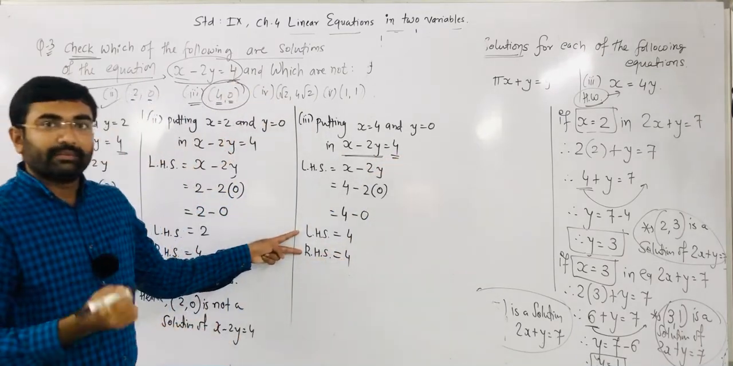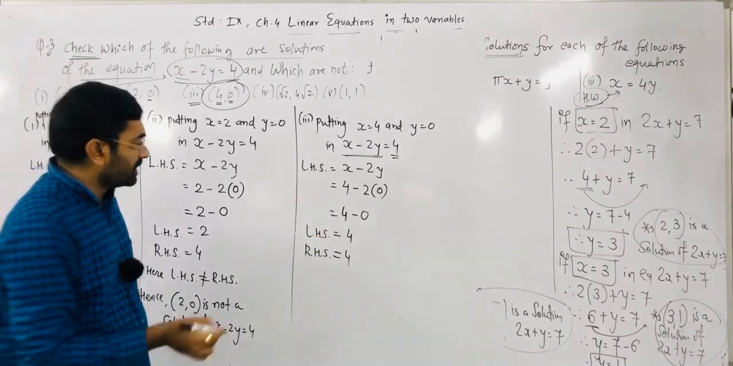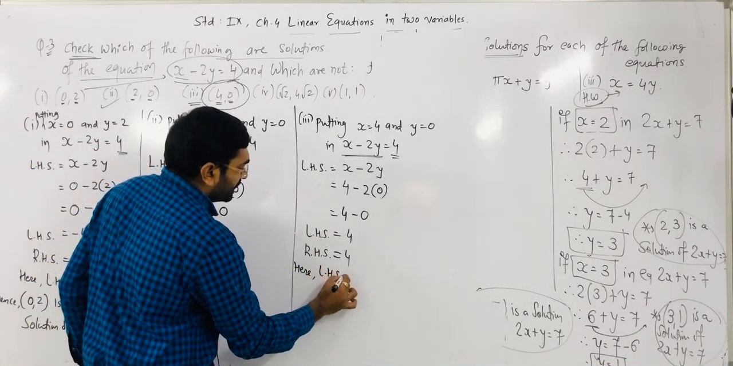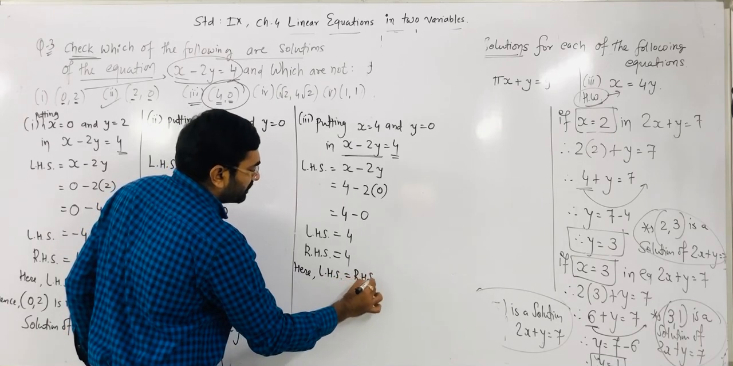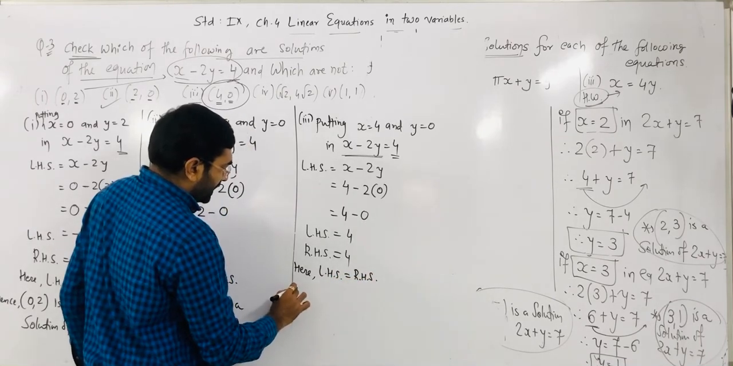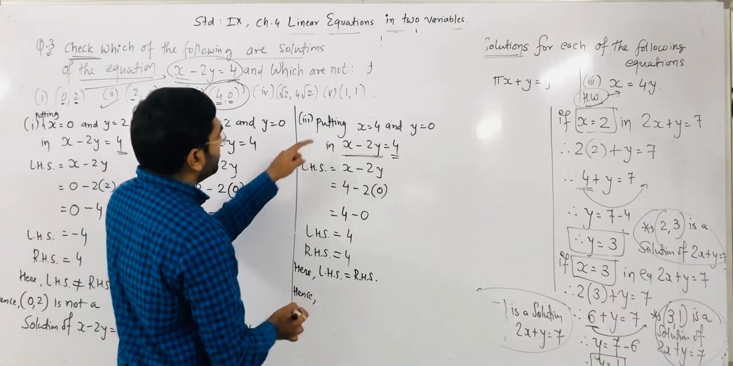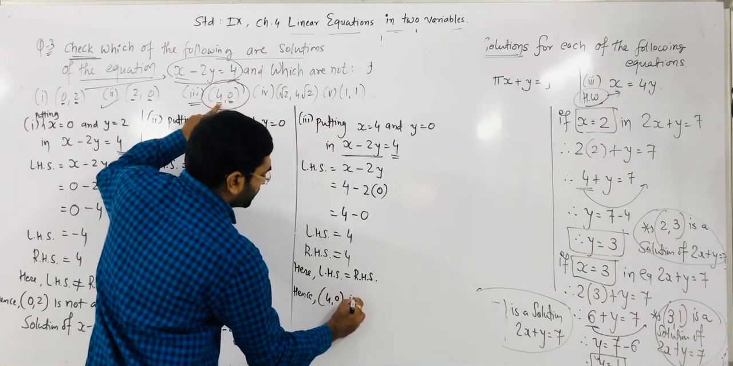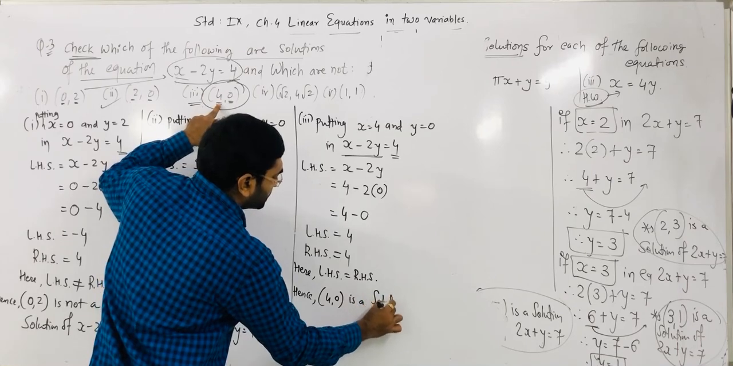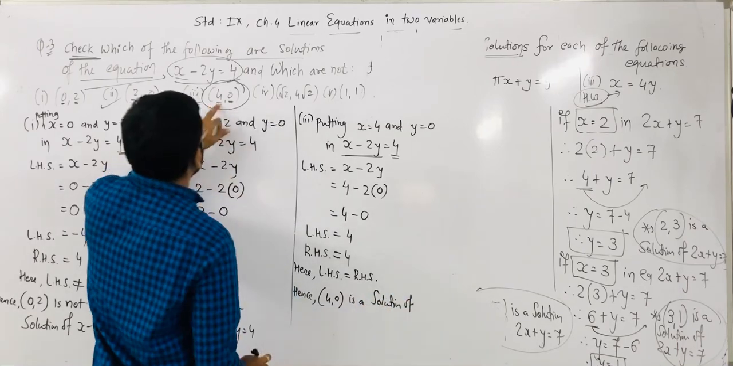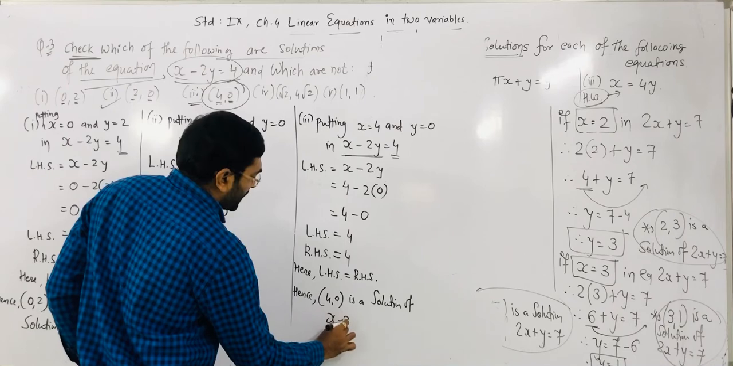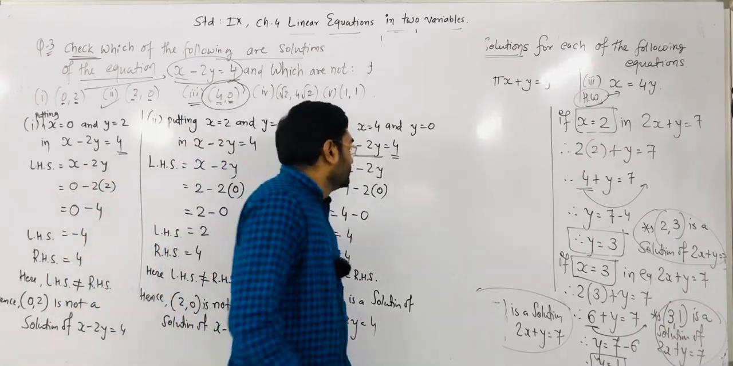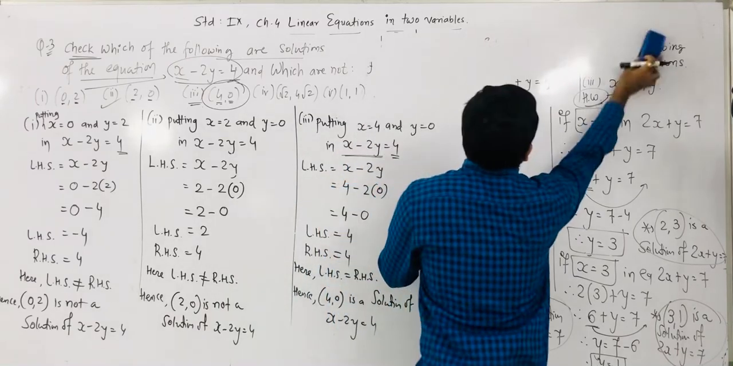Now observe that the left hand side and right hand side values are both equal. So we can say hence this one is the solution of the given equation, right? So (4, 0) is a solution of x minus 2y is equal to 4, right? It is easy, right? Now same way we have to solve the 4th and 5th.